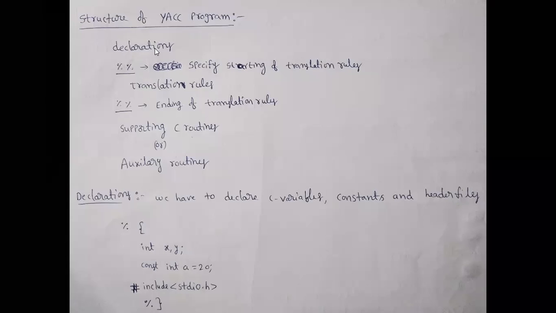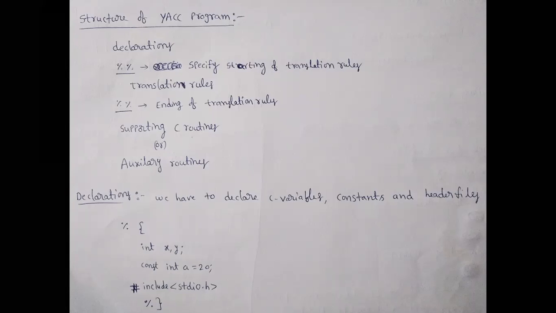So what is the declaration section in a YACC program? In the declaration section, we have to declare the C variables or C constants, or any header files that are present in our program. We have to include them only in the declaration section. So in the declaration section, we use C variables, constants, or header files that we specify.